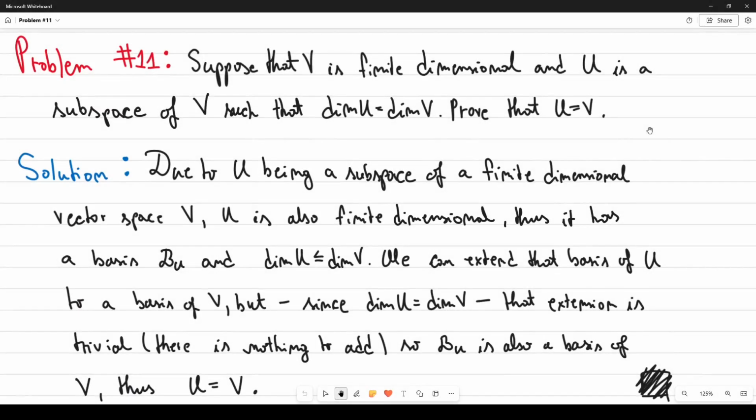Problem number 11. Suppose that V is finite dimensional and that U is a subspace of V such that the dimension of U is equal to the dimension of V. Prove that U is equal to V.